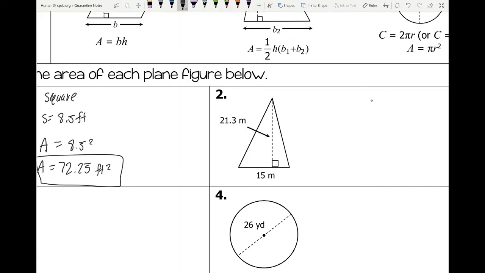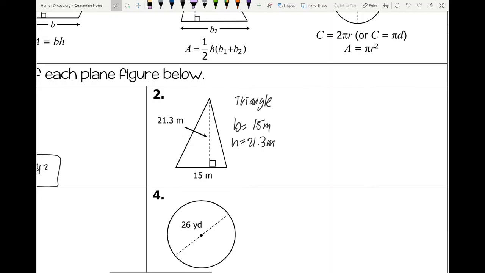Number 2, a triangle. We're trying to find the area of this triangle. My base is just the 15 meters here, because it's the bottom base, and the height is the dotted line, so it's 21.3 meters. So our area of a triangle is just 1/2 times 15 times 21.3, which gives me 159.75 meters squared.